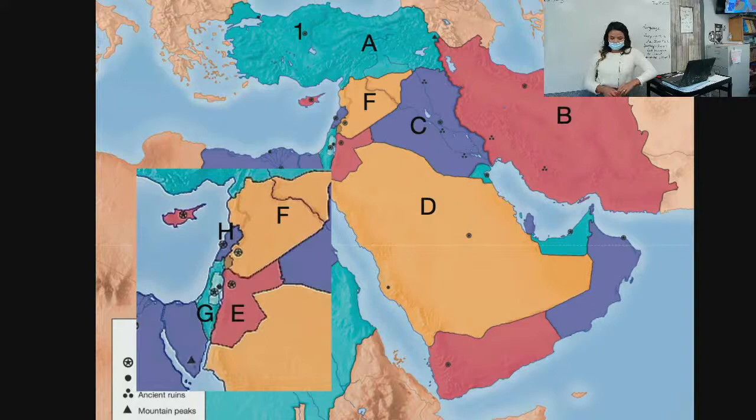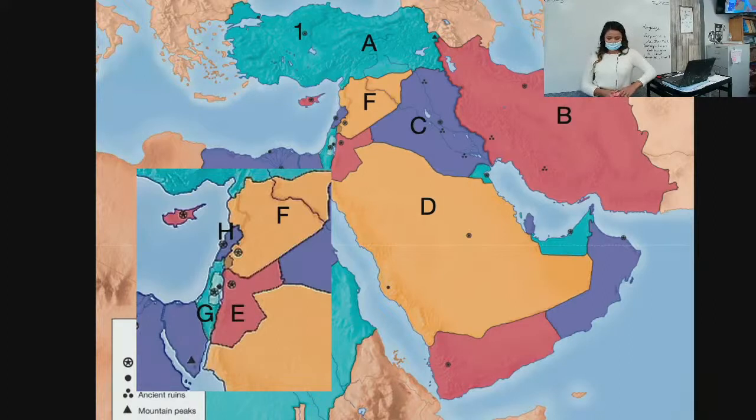Okay, highlight Asia Minor, which is modern Turkey. We are on page 48. Asia Minor is modern Turkey. Highlight what a plateau is. It's an area of high-level land.